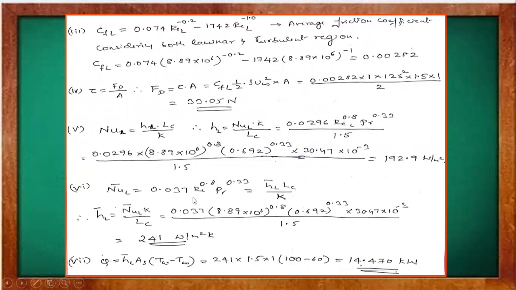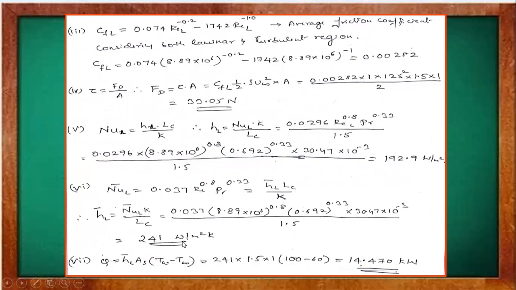Next, to find the average heat transfer coefficient. In the laminar region, we used to just multiply by 2. But here, we need to get the average Nusselt number expression from the data handbook, which is given as 0.037 Re^0.8 Pr^0.33. Then we obtain h_L bar, the average heat transfer coefficient, equal to Nu_L into k by L_c, where L_c is the characteristic length.